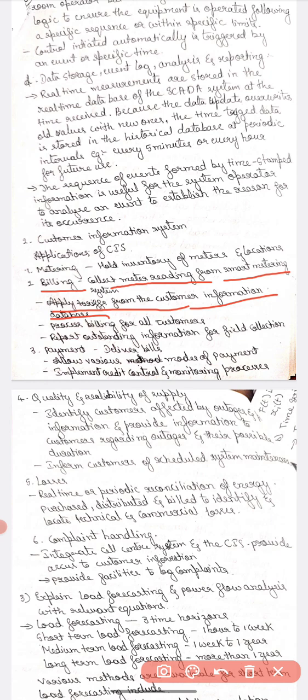Next is quality and reliability of supply. Identify customers affected by outages. During the rainy seasons or when strong winds blow, if any line has been cut or has fallen down, identify the customers affected by the outage and provide information to customers regarding the outage and its possible duration.